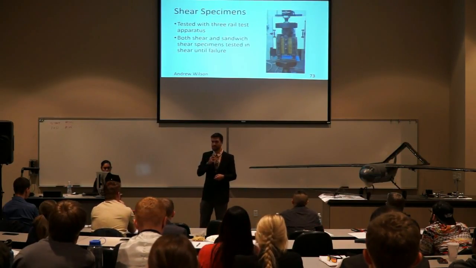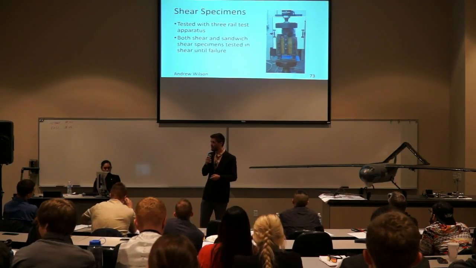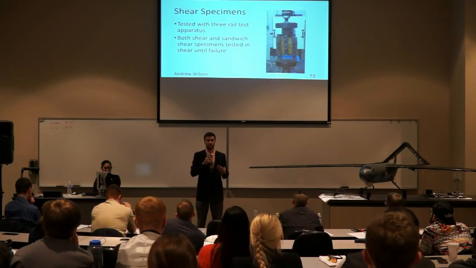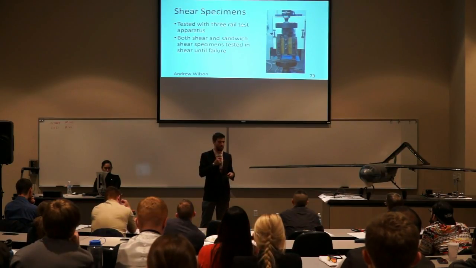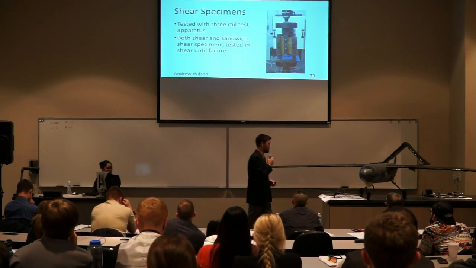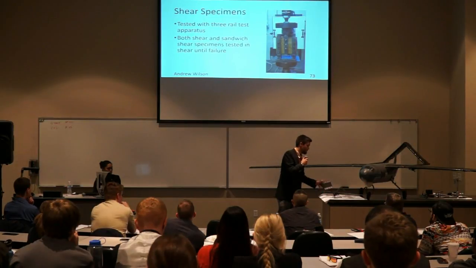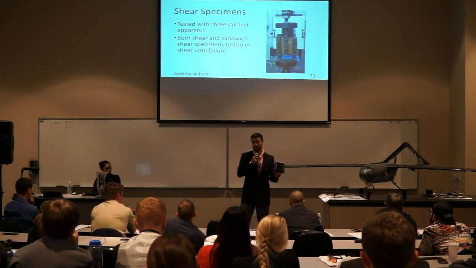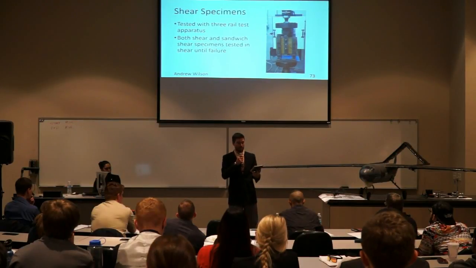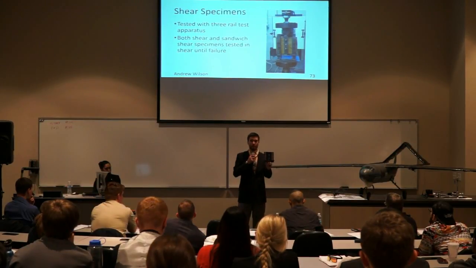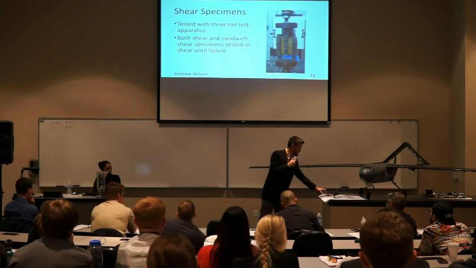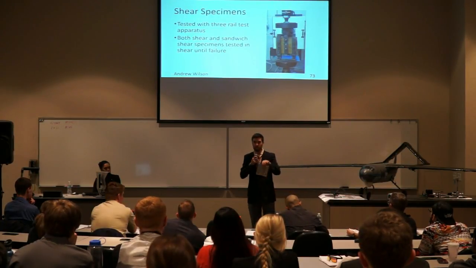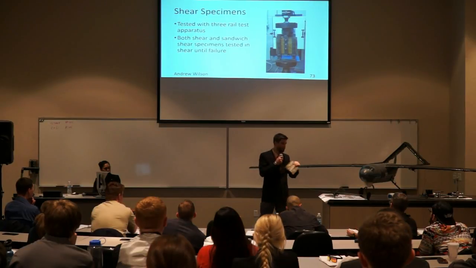The shear specimens were tested in a 3-rail test apparatus system, and both the shear and the sandwich specimens were tested until failure. And we had an issue with some of the shear tests because, as you can see here, the aluminum doublers that we used to ensure that they would fail in shear actually delaminated, and you can see a lot of bearing failure here. And so we actually had to retest and change our methods a little bit, and we actually got much better results, as you can see here.